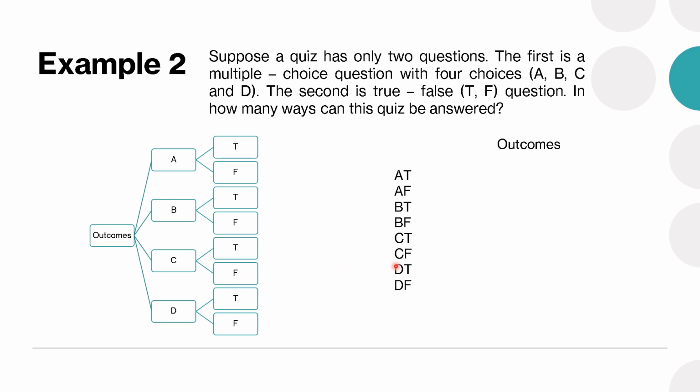Another is that I answer D on the first question and true on the second question. And lastly, D on the first question and false on the second question. So when you count that, it's also 8. The number of possible answers is 8.